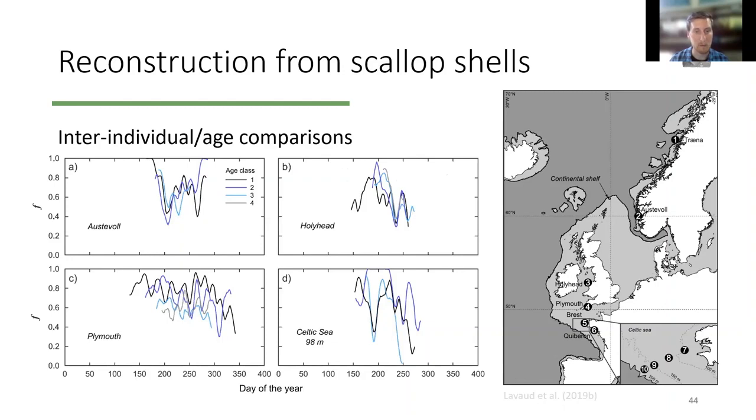You can also use this method to compare different age groups, and this part of the study was mostly to validate the approach, showing that individuals of different ages that are present in the same area and experience the same food condition would yield the same reconstructed functional response.